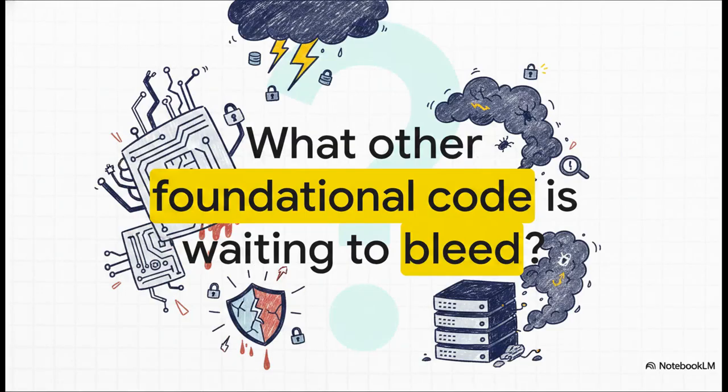Which brings us to the end of our explainer, and I want to leave you with this provocative thought. If it took a global disaster of this magnitude to adequately fund and fix something as critical as OpenSSL, what other foundational code is just waiting to bleed? The digital world we rely on every single day is built on layers of invisible, often wildly underfunded infrastructure. The question isn't if another bug is out there, but when we'll find it and whether we'll be ready.